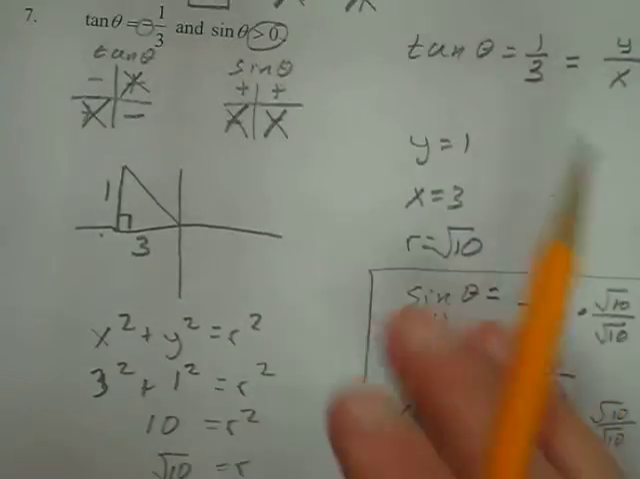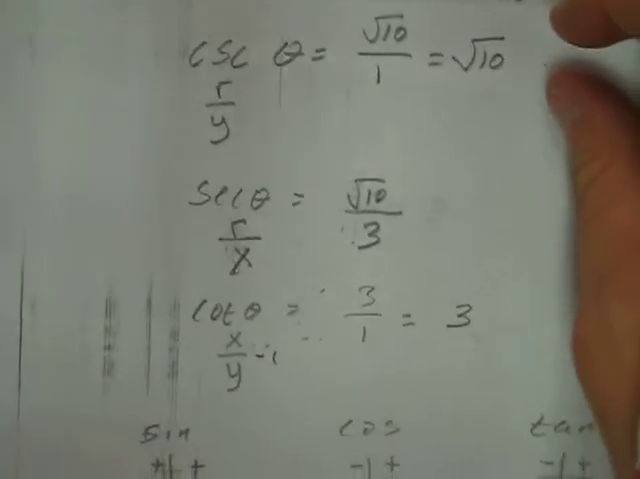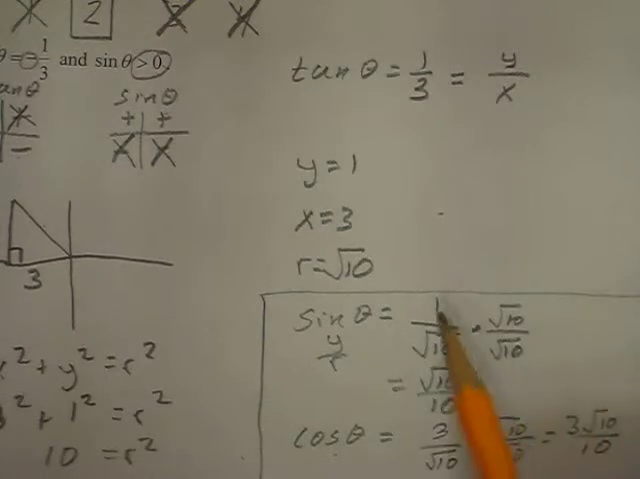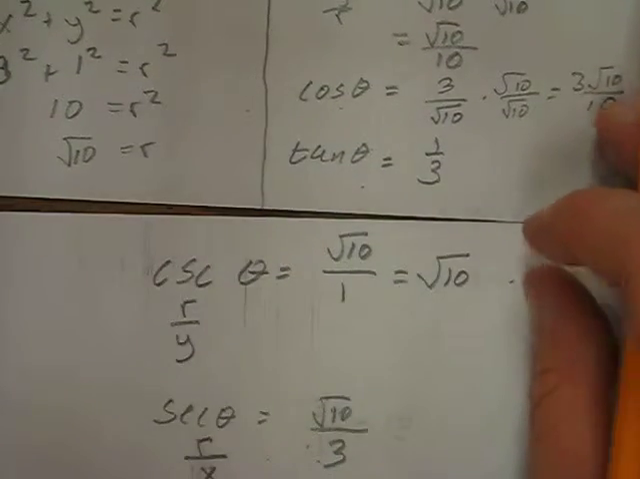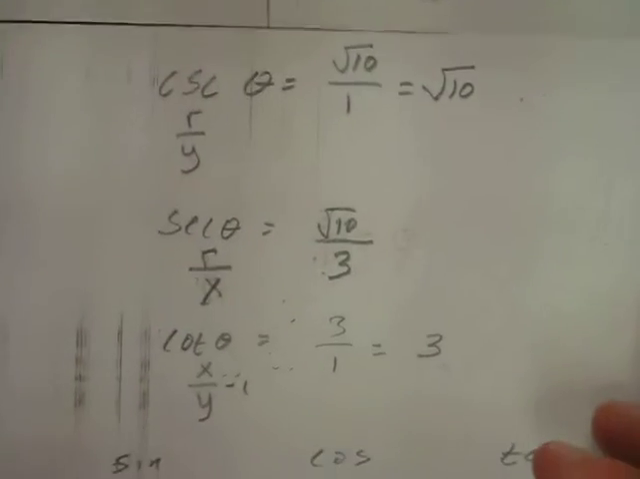Our process of elimination and all that told us that we were in the second quadrant. I have to go back and make sure that sine is positive and cosine is negative and tangent is negative. So I'm going to go to sine. Okay, my sine value is positive, so that's good. My cosecant value, since it's the reciprocal, also is going to be positive.